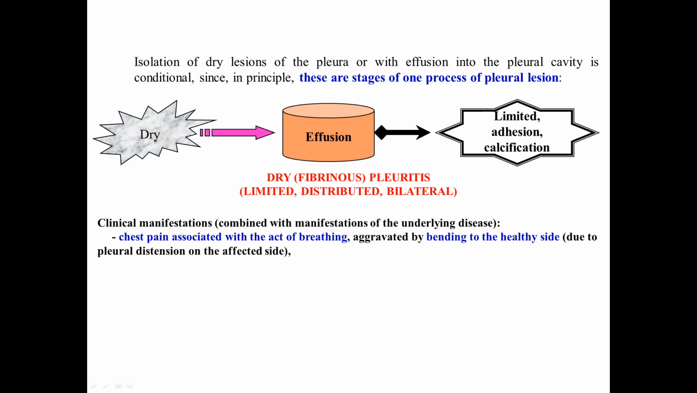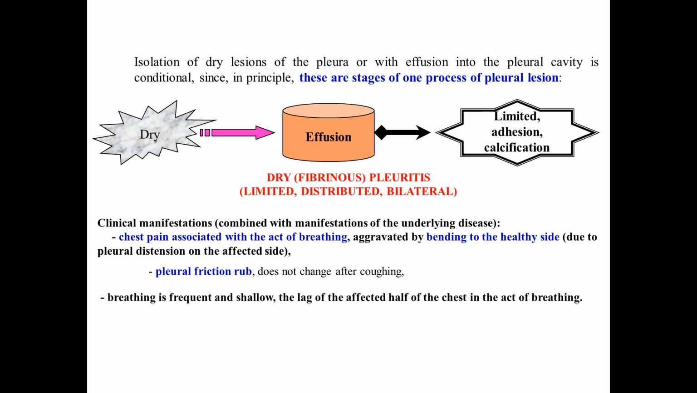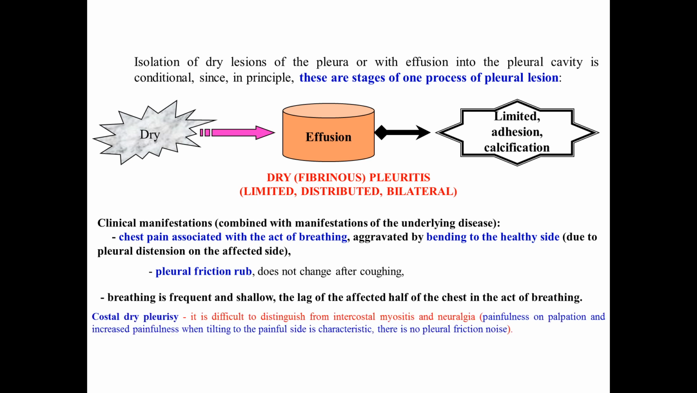Clinically, the manifestation of dry fibrinous pleuritis is combined with the manifestation of the underlying disease, for example pneumonia, with chest pain associated with the act of breathing. The main syndrome will be chest pain, aggravated by bending to the healthy side due to pleural distension on the affected side. Pleural friction rub, which does not change after coughing, will be heard by auscultation. Breathing is frequent and shallow, with lagging of the affected half of the chest in the act of breathing.